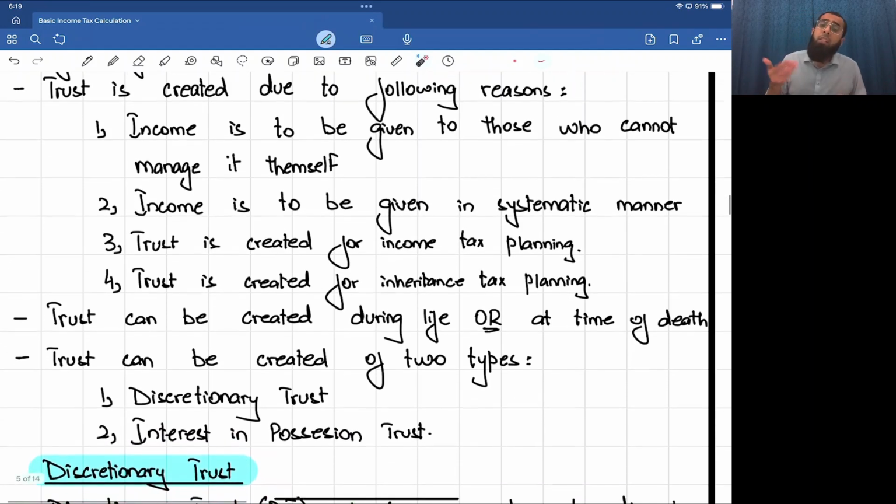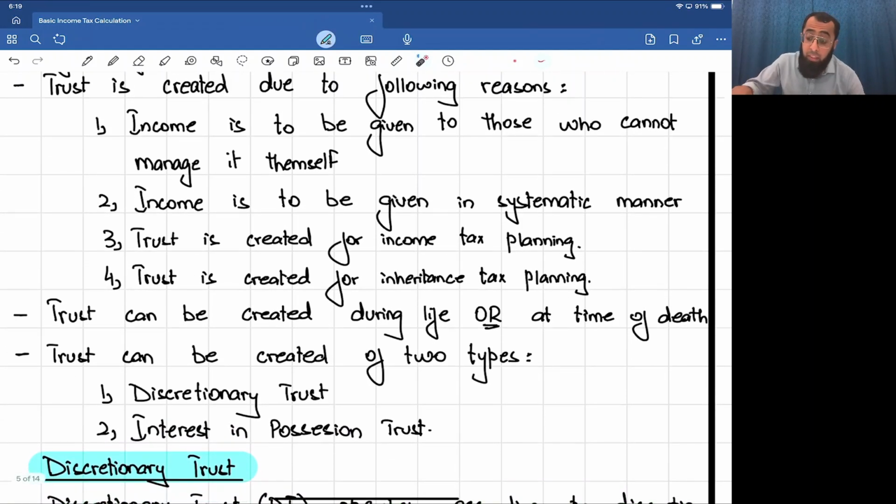Other reasons for creating a trust can be income tax planning. Now, you must be thinking how? For example, if you are doing any business activity, rather than taking out the entire income in your own name, your rates of tax will increase because obviously you will be going into higher bands. So what you can do is shift your business into the trust.